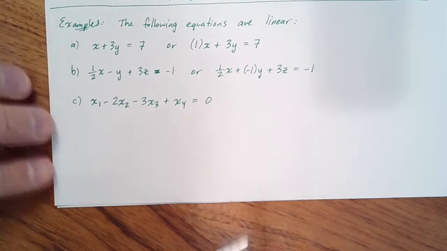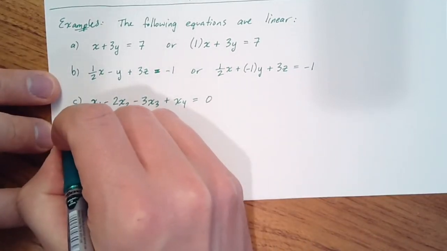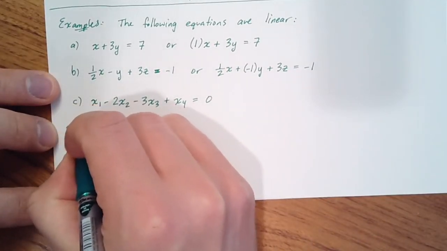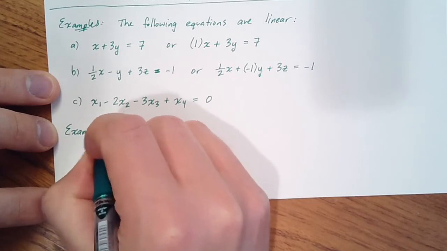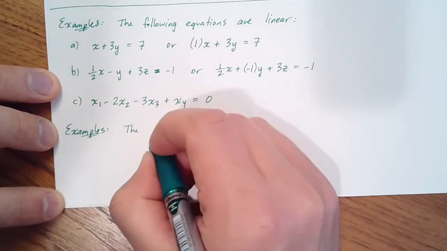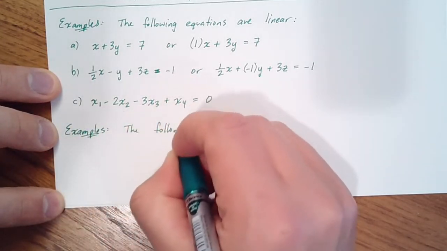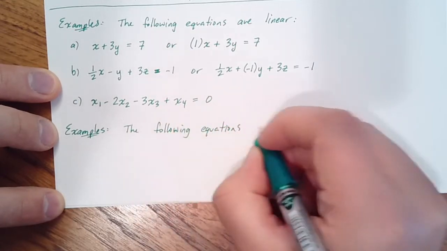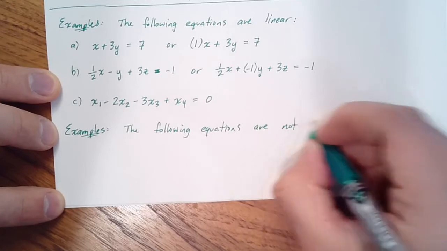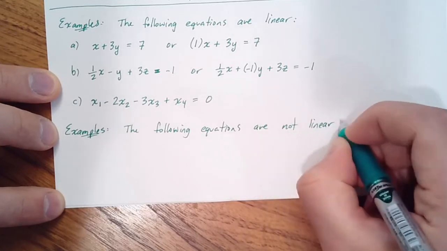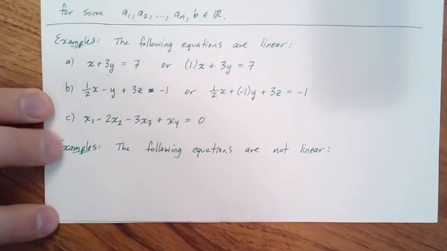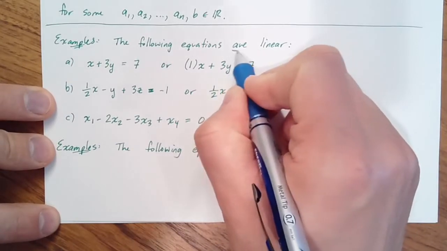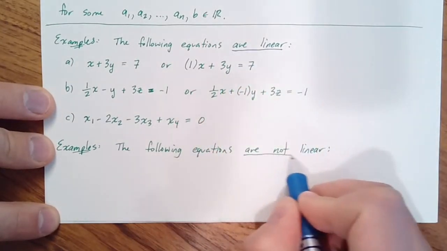Let's look at a couple of examples of equations that are not linear, because not every equation is. So the following equations are not linear. Okay, so these ones were linear. These ones are not linear.